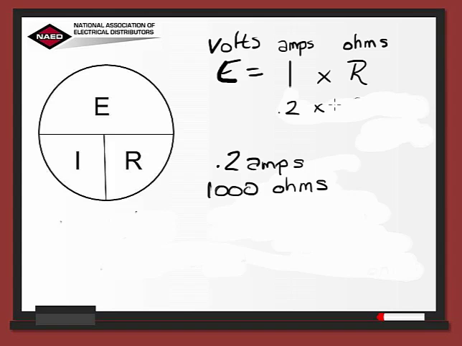So we're going to use our first formula. Multiply 0.2 current times 1,000 ohms to get 200 volts. How'd you do? Okay, well, let's try one more.